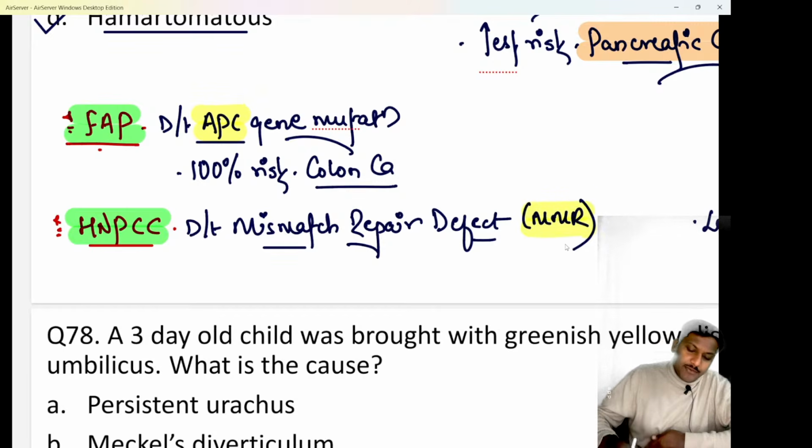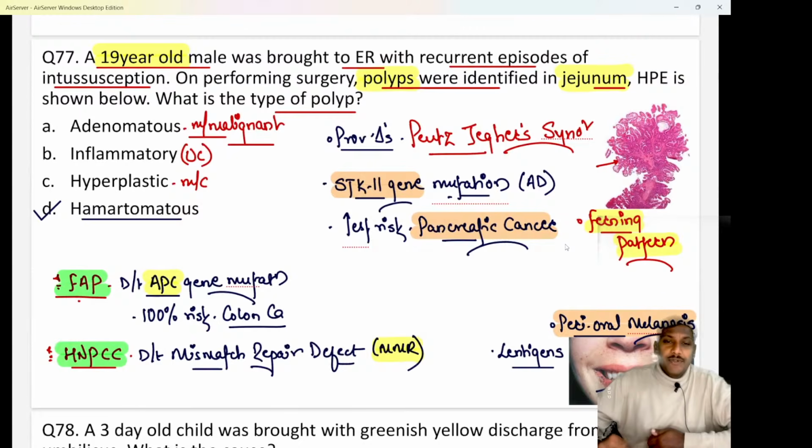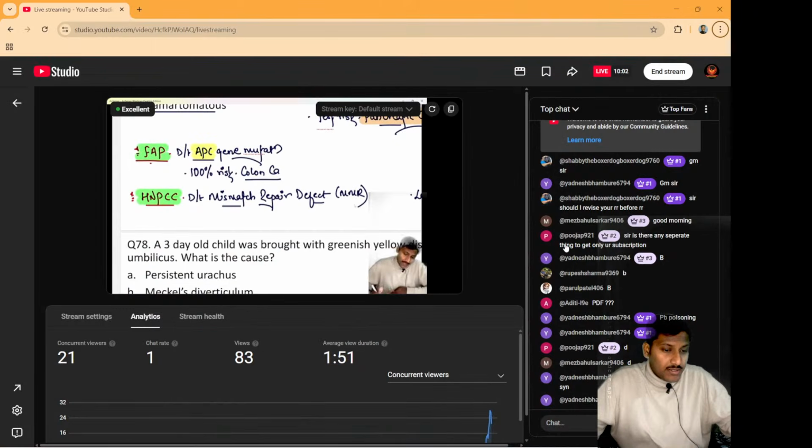In the recent examination they gave the option as MMR. It happens due to the mismatch repair defect or the MMR defect. Hopefully clear to all of you. What is that another condition that you were able to understand?